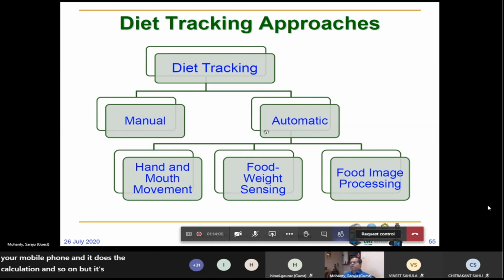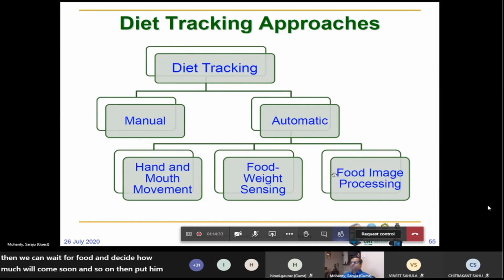But what we want is automatic, because a lot of people, those who are not doing well in terms of health, will not do manual work. Rather, we want to facilitate their healthcare by doing something automatic. In automatic processes, a variety of things are available. With hand and mouth movement, one can keep track of what somebody ate. Then we can weigh the food and decide how much food was consumed, and so on.